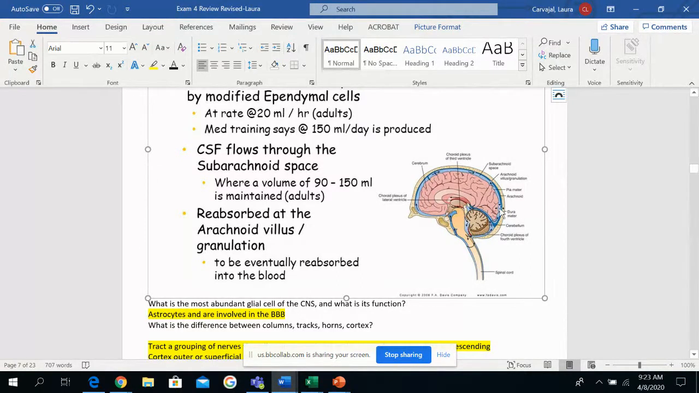Kind of think of it like the bouncer at the VIP section of a club, I guess. Very highly selective, only lets people that look like celebrities in. That's how selective that blood-brain barrier is to certain ions, chemicals, and nutrients.